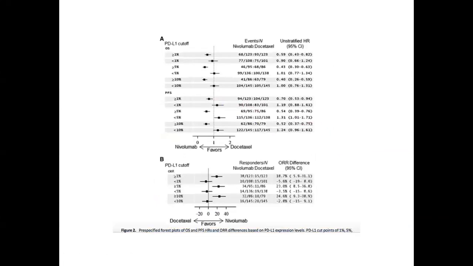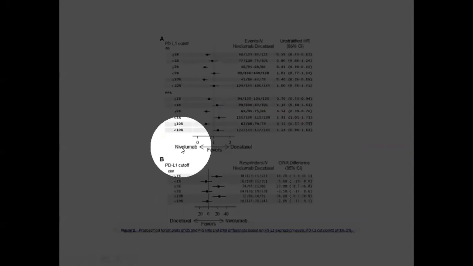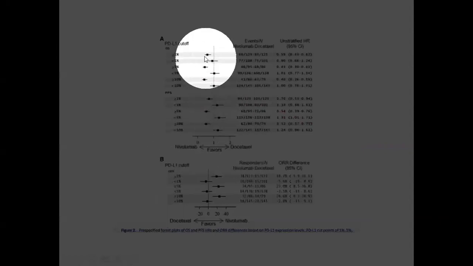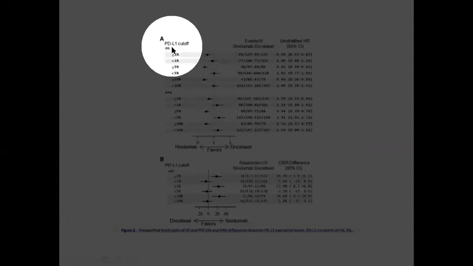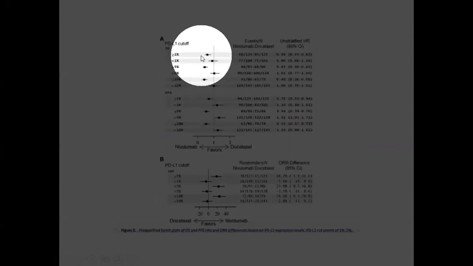And maybe Bob will talk about it, but look at the forest plot. This is positive for nivolumab, this is positive for docetaxel. In terms of overall survival and progression-free survival, if you are PDL1 positive more than 1%, you had benefit. More than 5%, even more benefit. And if you're more than 10%, even more benefit. So you had to be at least 1% or more PD-L1 expressing on your tumor.